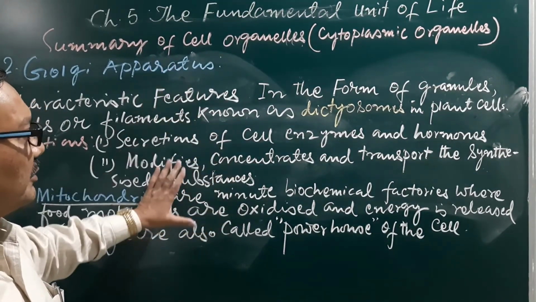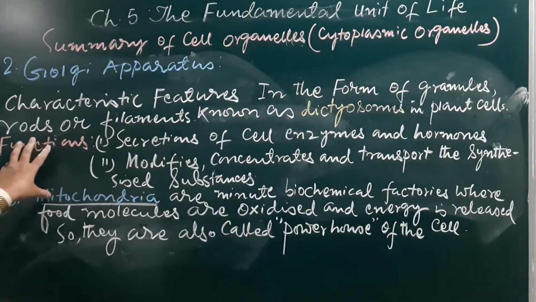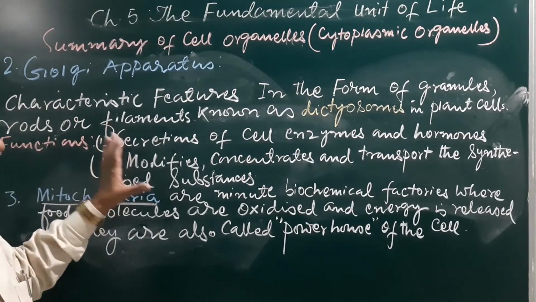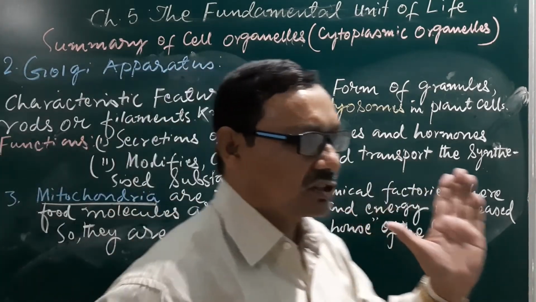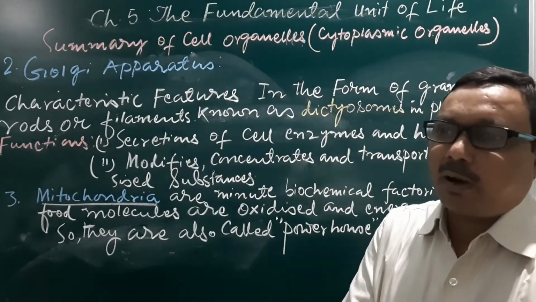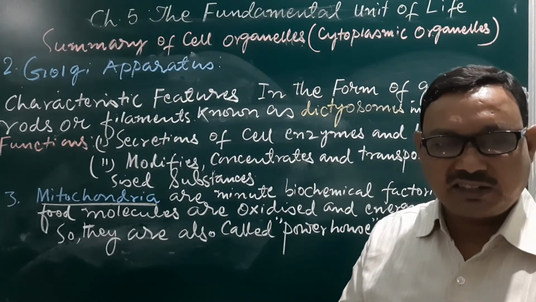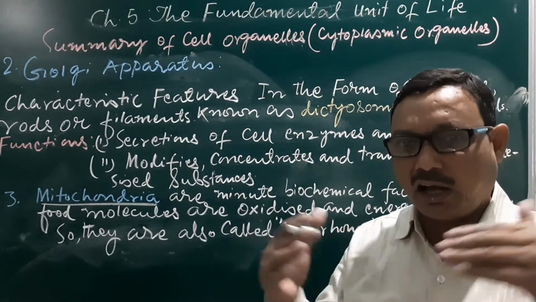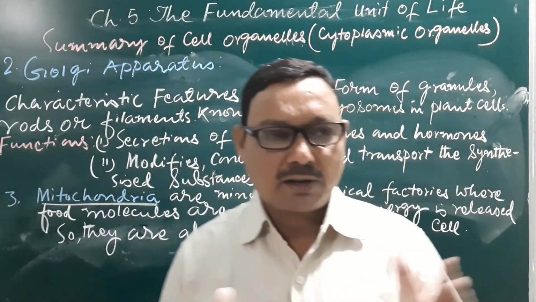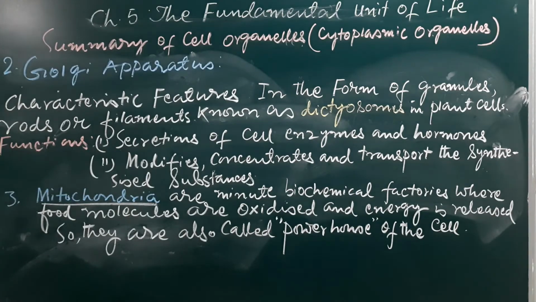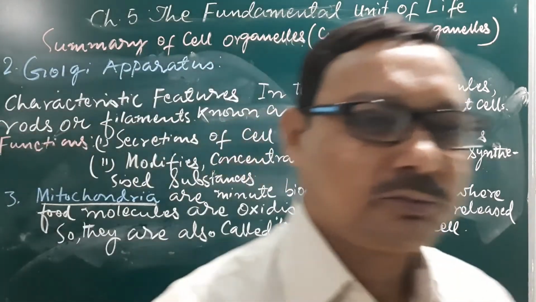Understand? So, here we have seen in the summary that all the important metabolic activities and functions, whether they are biochemical processes or any other synthesis or secretion processes, are all related to the different types of cell organelles. Now, look at some other important cell organelles.